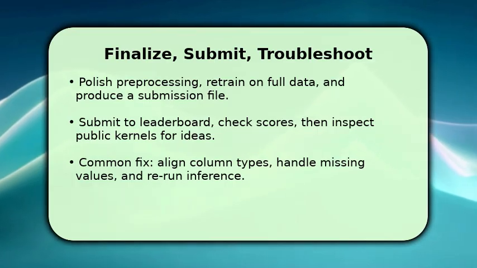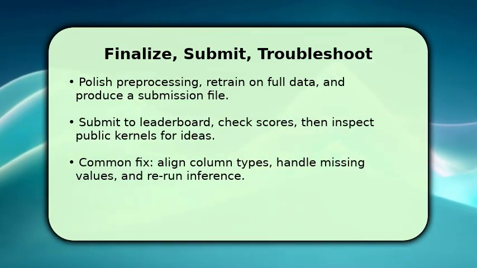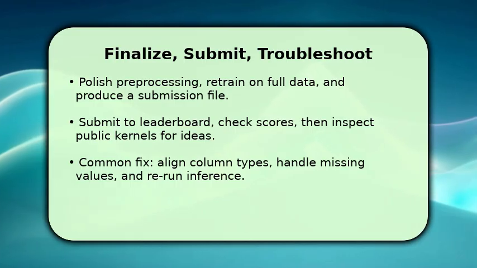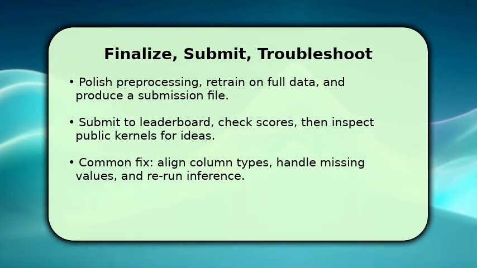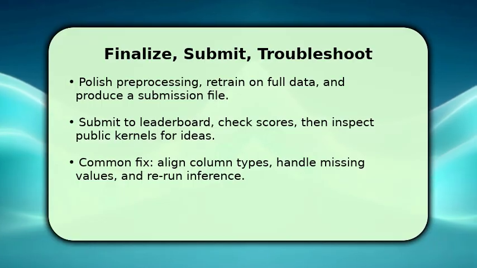If things go wrong, first check column types and missing values. Mismatched dtypes or NaNs often break inference. If needed, rerun the pipeline end-to-end and resubmit after those fixes.